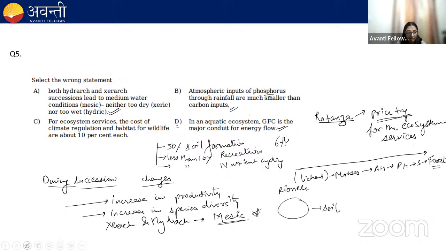6% habitat for wildlife. 6% climate regulation. And the option given says for the ecosystem service, the cost of climate regulation and the habitat for wildlife are about 10% each. It is not 10%, it is 6% each. And the question is asking for the wrong statement. Wrong statement is C.